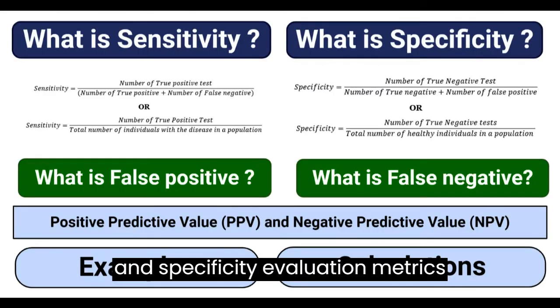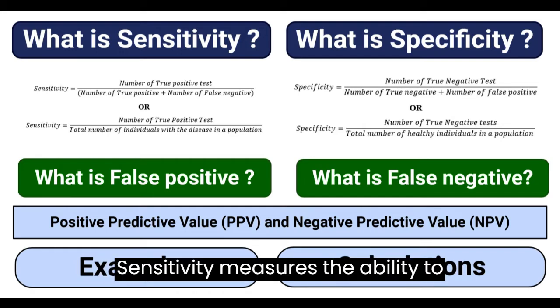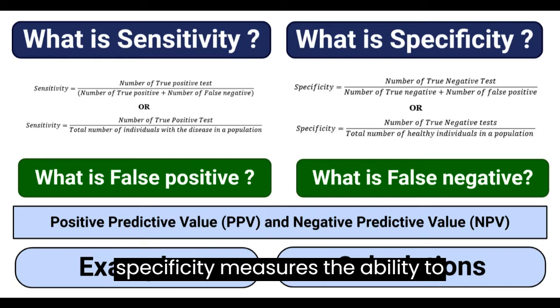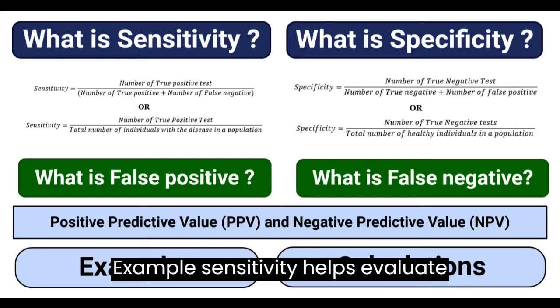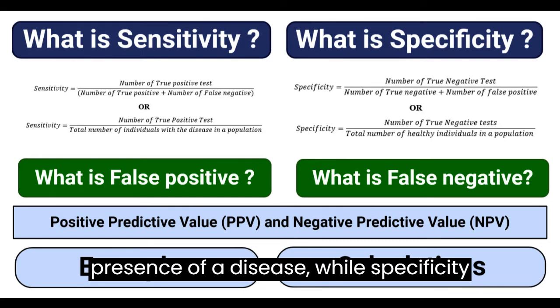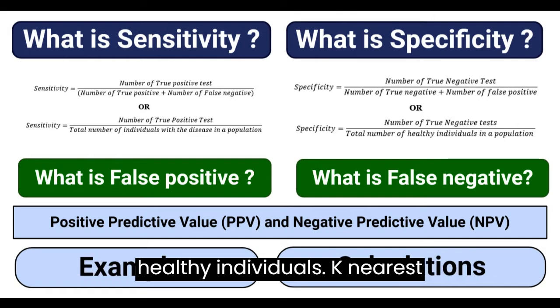Sensitivity and specificity, evaluation metrics used in binary classification models. Sensitivity measures the ability to correctly identify positive cases, while specificity measures the ability to correctly identify negative cases. Example: sensitivity helps evaluate how well a medical test detects the presence of a disease, while specificity measures how well it correctly identifies healthy individuals.